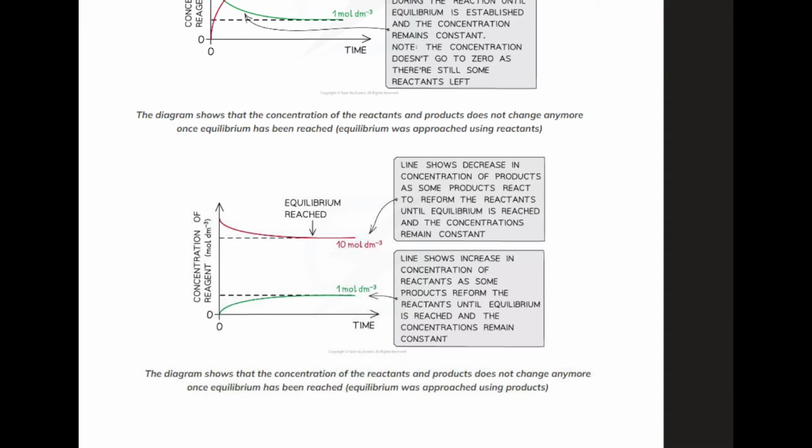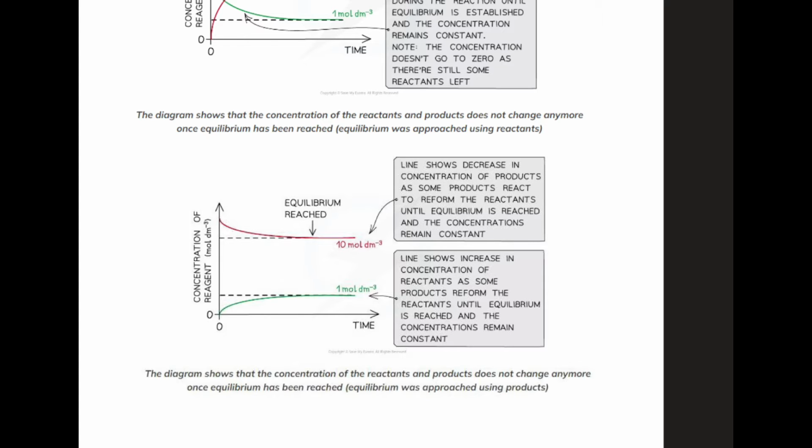So again you need to know this is the one that goes down. It's normally the reactant. So let's see what they say here. The line shows a decrease in concentration of product as some product reacts to reform the reactants until equilibrium is reached and the concentration remains constant. So this is like the backward reaction, where the product changes to reactants and hence the concentration decreases. And this is the reactants. The reactants are increasing. Initially there are no reactants, so the backward reaction causes the reactants to form and achieve equilibrium. So this is backward.